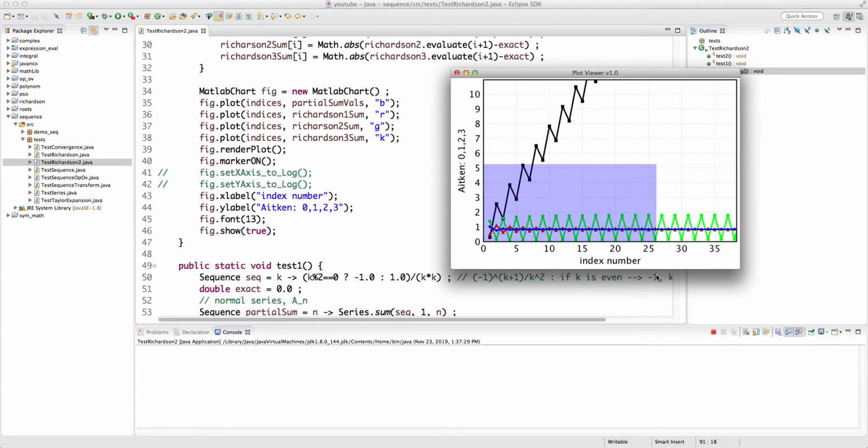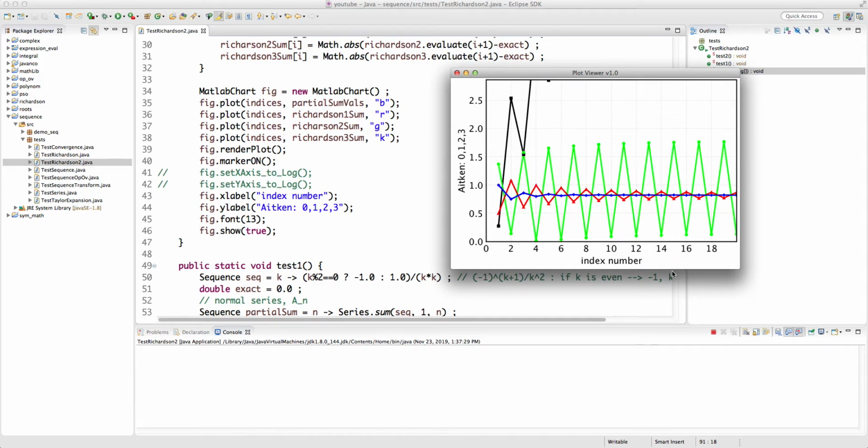Definitely we don't get a good result. Not only do we not get any convergence or any benefits in terms of faster convergence, but in fact it diverges. Remember, the blue here is the original partial sum sequence, and then the red is the first Richardson, the green is the second Richardson, and the black is the third Richardson, which pretty much diverges. Okay?